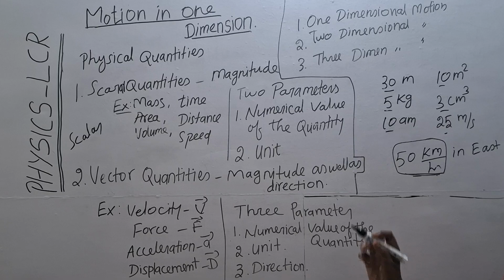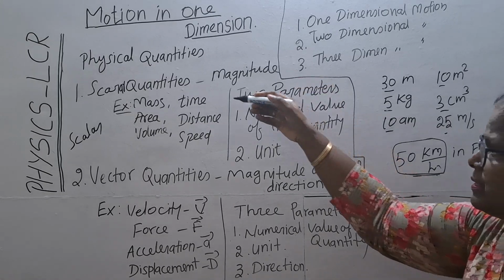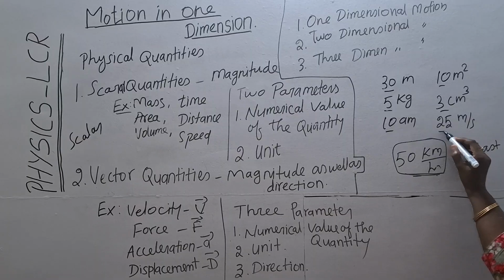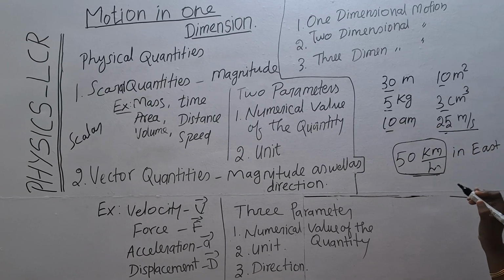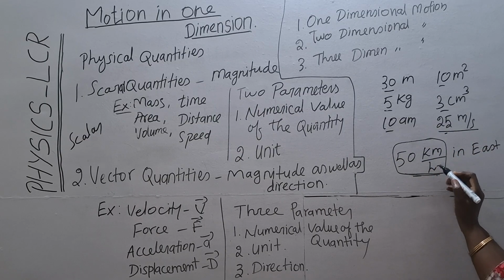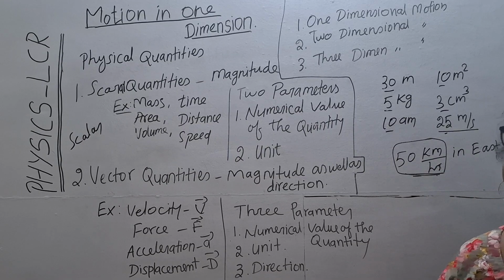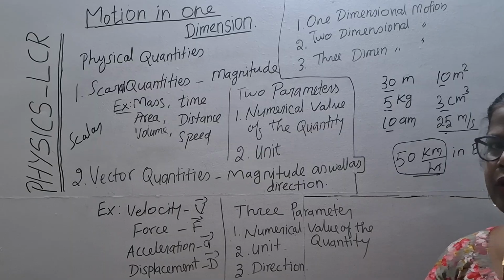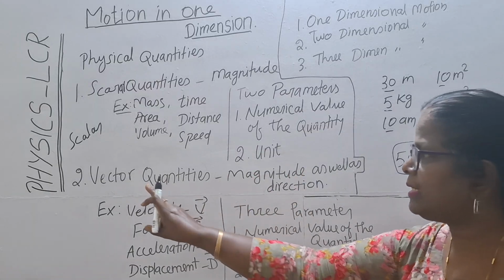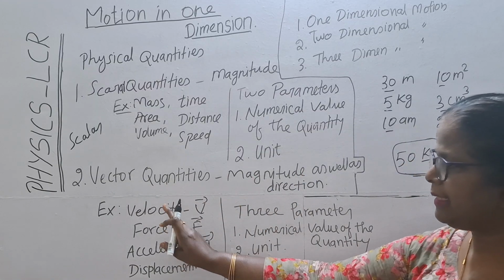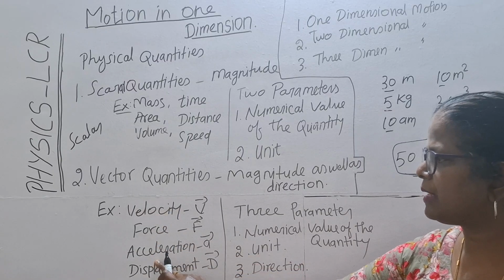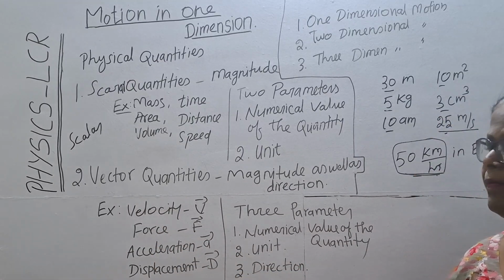Have you understood? Now you can distinguish. Scalar is only magnitude. Here I mentioned 25 meter per second, it is a speed. But here 50 kilometer per hour in east, in west, direction we are mentioning. Magnitude along with the direction is known as a vector quantity. Examples: velocity, force, acceleration, displacement.